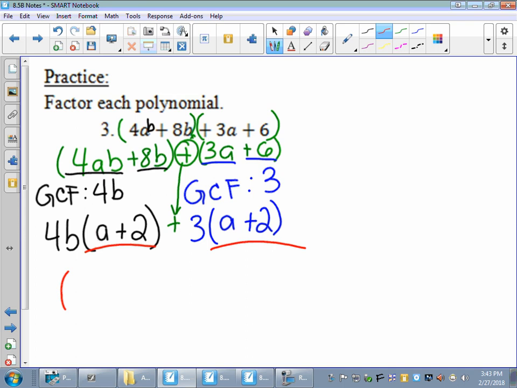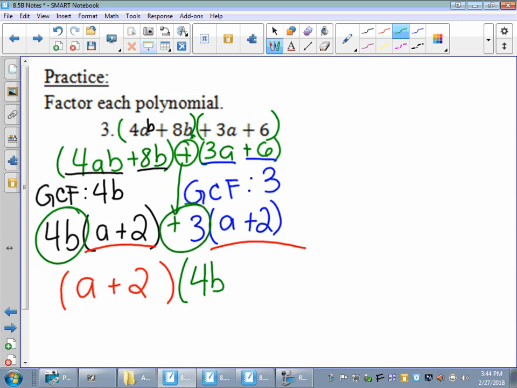So this is how I go about it. I'm going to write what's in my parentheses, a plus 2. And then I'm going to look at what was left over. And those are going to make another set of parentheses. So my first term, I had a 4b. So I'm going to start another set of parentheses and say I have a 4b. And over here I have a positive 3. So I'm going to add on 3. And now I can close my parentheses. So when you're factoring a 4-term polynomial by grouping, you should end up with 2 binomials.